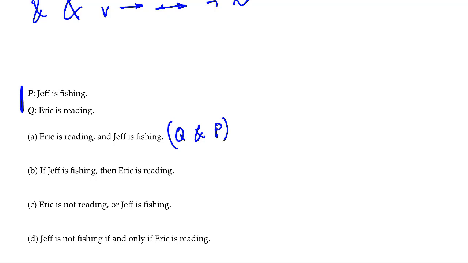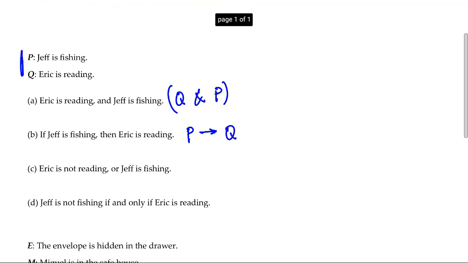Okay, next, if Jeff is fishing, then Eric is reading. Okay, so P, arrow, Q. Next, Eric is not reading or Jeff is fishing. Okay, we have a not here, so we have to use that not symbol. Eric is not reading. Okay, that's going to be not Q. Or the wedge, Jeff is fishing, P.